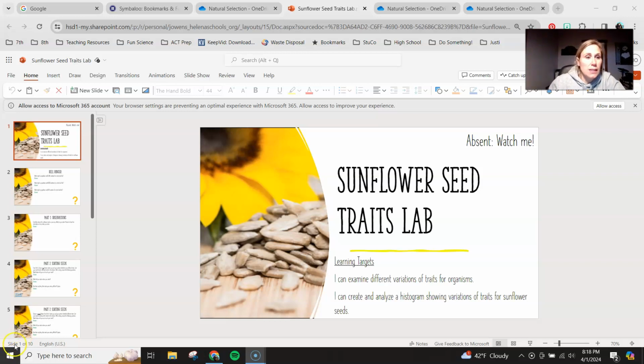Hey 7th graders, today's assignment is the sunflower seed traits lab, and obviously you guys are working on this from home. So your learning targets for today: I can examine different variations of traits for organisms, and I can create and analyze a histogram showing variations of trait for sunflower seeds.